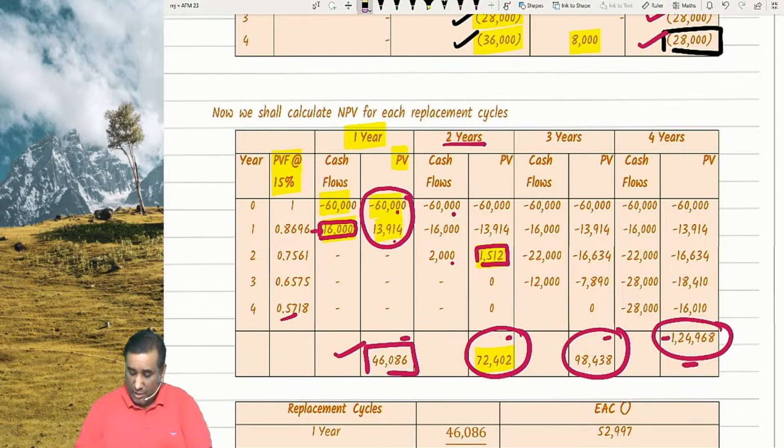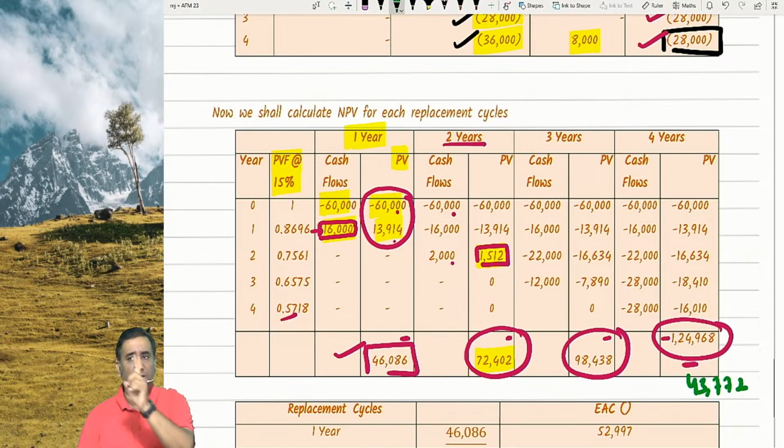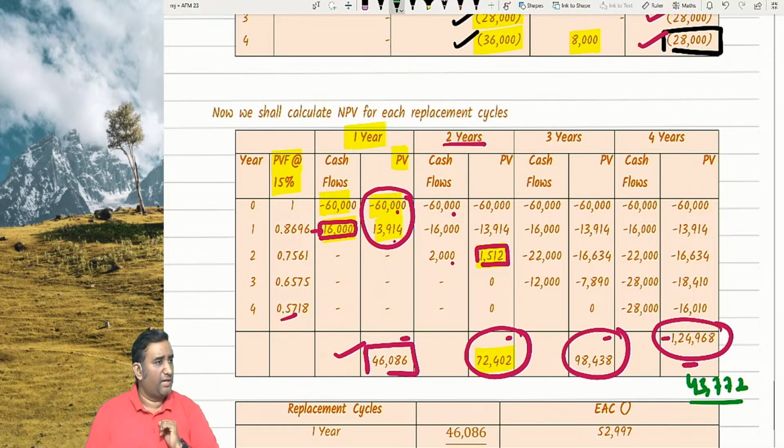Something comes 124,968. 124,968 divided by 2.855. How much do we get? I'm just writing below this 40. That means on an average every year costing would be 43. Sir, how do I read this? That means first year, second year, third year, fourth year, either you spend 43,772. If you bring back this to 0 period, your present value would be 128.